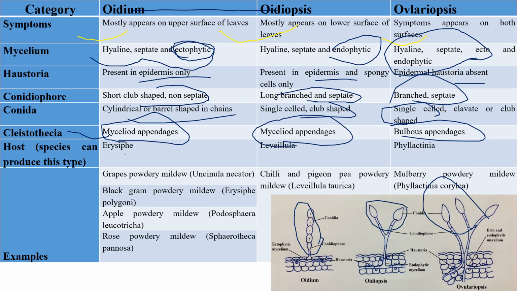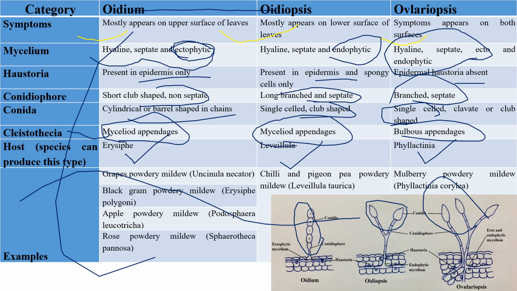And coming to the host, the best example for oidium is Erysiphe, oidiopsis is Leveillula, and ovulariopsis is Phyllactinia. A couple of examples: grapes powdery mildew, black gram powdery mildew, apple powdery mildew, rose powdery mildew. These are the best examples for oidium type. Chili powdery mildew and PGNP powdery mildew are the best examples for oidiopsis type, whereas mulberry powdery mildew is an example for ovulariopsis type. This is about the powdery mildew genera.